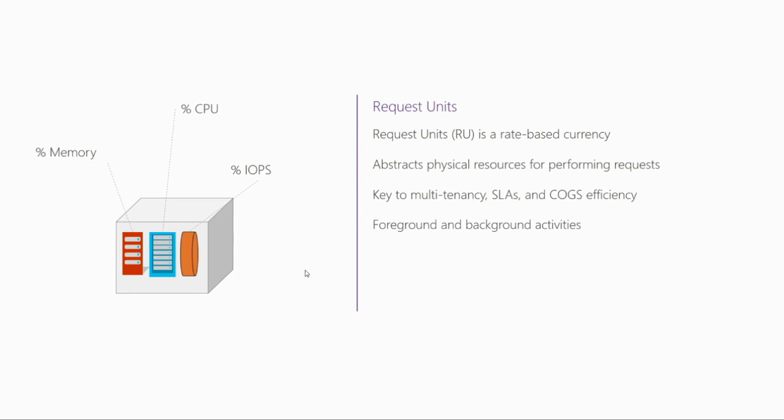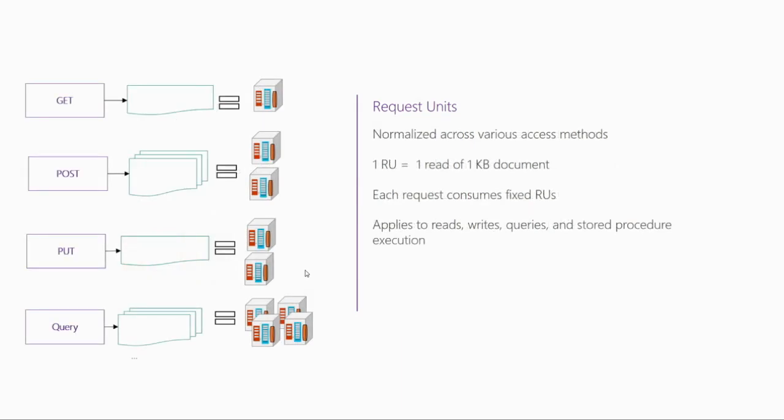And to put it into a little bit more perspective, about 1 RU is equal to one read of a 1 KB document. So if you set aside 400 RUs for your application, you're looking at about 400 reads of 1 KB documents per second. Writes are about 3 to 4 times more expensive. Why is that the case? Why are writes more expensive than reads?